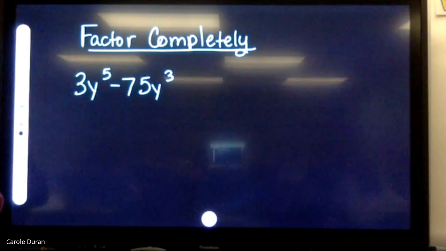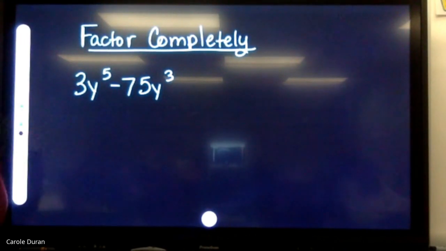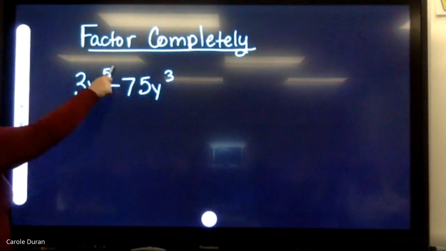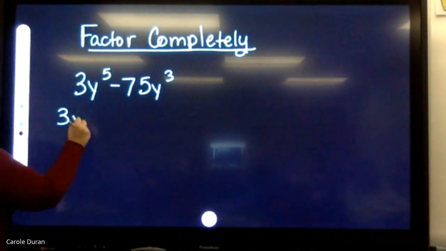Quick question. Can I use the difference of squares rule on this? No. Can I use the difference of cubes? Can I use factoring by grouping? I do not have 4 terms, so I wouldn't be able to equally distribute this, which means I have to use something else. As I'm looking at this, do I notice anything about both of my terms? They both divide by 3. I can take a 3 out, and I can take a y cubed, because this has a y to the 5th, and that has a y cubed. I always look for the largest thing I can take out of the number and the variable. So I can take a 3y cubed out.